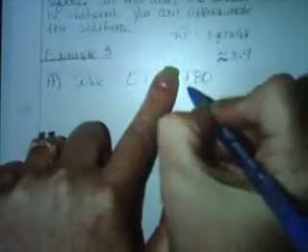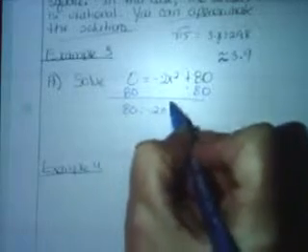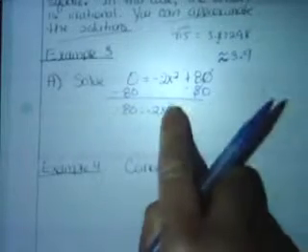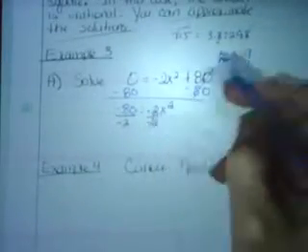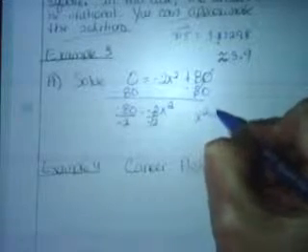So example 3. Solve 0 equals negative 2x squared plus 80. Well, the first thing is I want to isolate my x squared. So in this case, I'm going to have to subtract 80 from each side. So I'm going to have negative 80 equals negative 2x squared. Okay. My x squared is still not isolated. I'm going to have to divide by negative 2 on each side. So I get x squared equals 40.